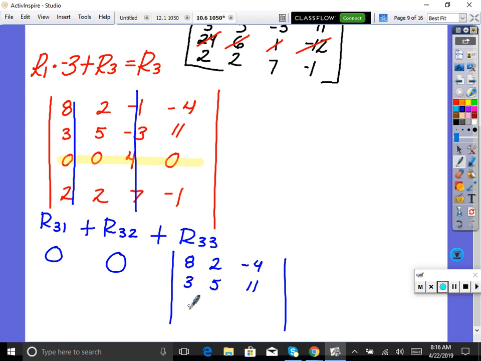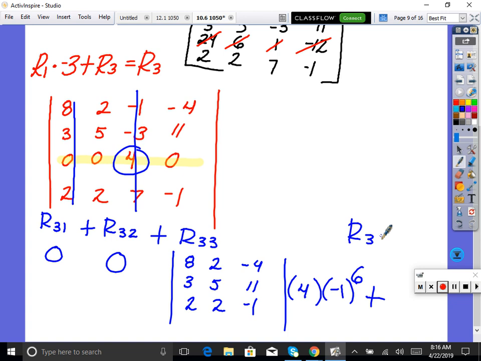Isn't that what's being crossed out? So then 2, 2, negative 1. Then we're going to be timesing that by 4, right? The intersection point. Times by negative 1 raised to the 6. Then we'll have plus, then we're doing row 3, column 4, which is 0. So now the only one we have to calculate is this bad boy.